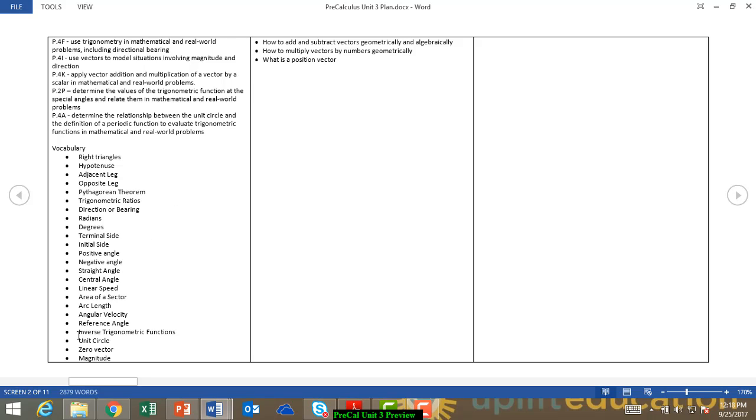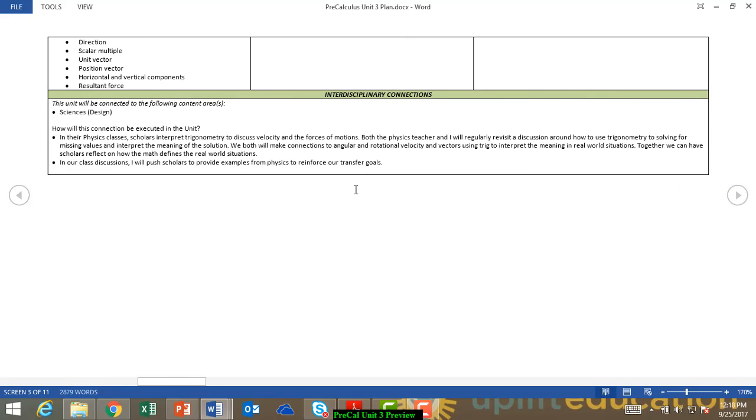There's a list of vocabulary that the scholars should know throughout this unit. So some interdisciplinary connections that you could make, specifically with their physics classes. They go into depth of how vectors and forces of motion play a really big part with our study of vectors and our understanding. So I would have a conversation with your physics teacher and really know what they are expected to know in physics and what they're expected to know in your class and how they can relate to each other and help kids understand how to solve those real world problems.